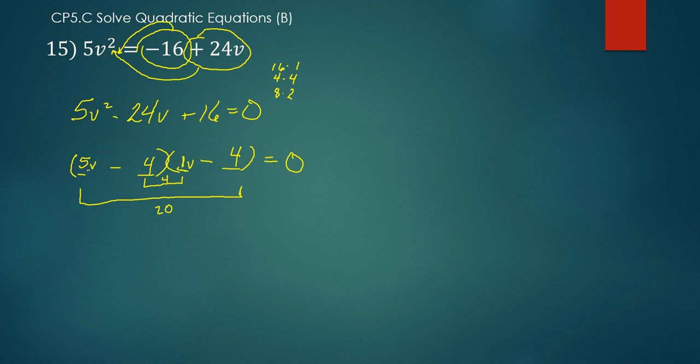We know that 5v times a negative 4 gives us a negative 20. And we know that negative 4 times this positive 1 gives me a negative 4. When I combine these two numbers, that's where I have this negative 24v. And then I multiply negative 4 and negative 4, and that's where I get this plus 16. And of course, my first two values, 5 and 1, are where I get 5v squared.